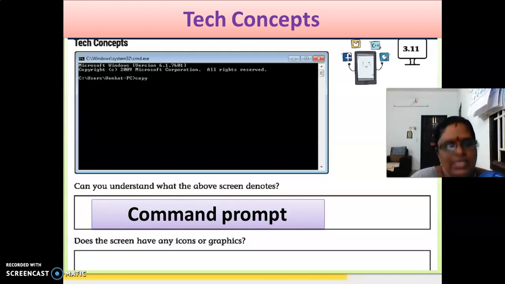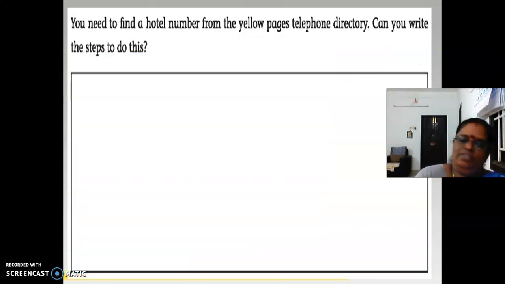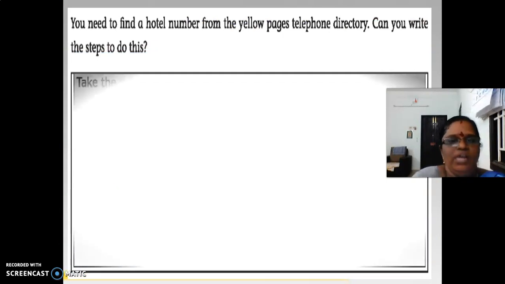We used this last year for using your MySQL programs, isn't it? Did you all forget what MySQL is? We know, right? Select, insert, create, everything. So for all that, we use this command prompt. Does the screen have any icons or graphics? Do you use any icons or graphics in this command prompt? No, right? We didn't use any graphics, because in the command prompt only commands are used. No graphics or icons are used.